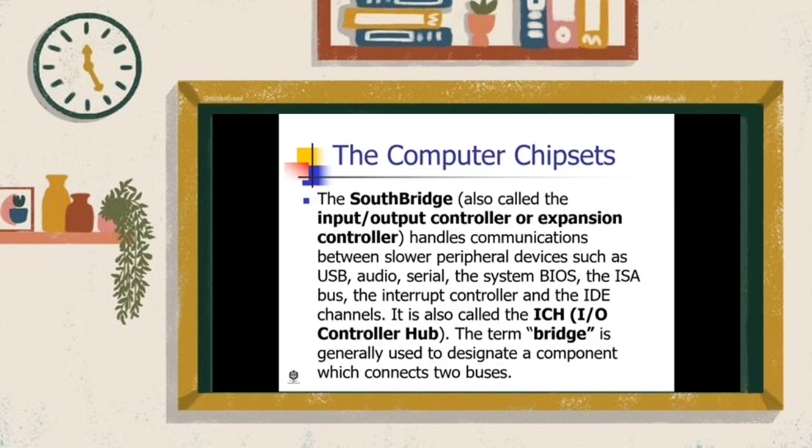Next is the South Bridge, also called the Input or Output Controller or Expansion Controller. It handles communications between slower peripheral devices such as USB, audio, serial, the system BIOS, the ISA bus, the interrupt controller, and the IDE channels. It is also called the ICH or I/O Controller Hub. The term bridge is generally used to designate a component which connects two buses.